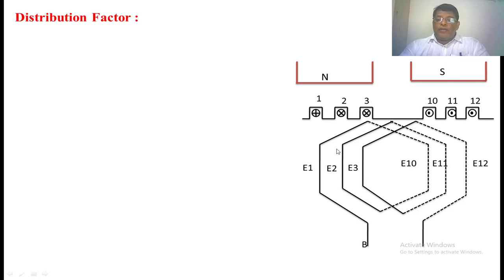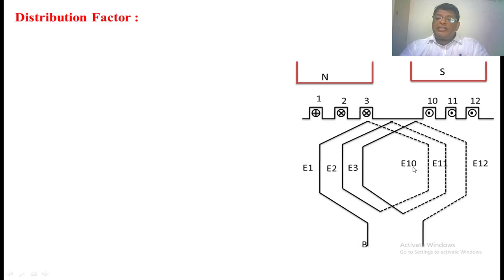In one slot we keep one coil side, and the other coil side of the same coil we keep at the south. This is one more turn of the coil. All these coils are connected in series, which forms one phase winding. In this manner, the phase winding will be distributed on the periphery of the stator. The voltage induced in this coil side we have taken as E1, this coil side E2, this coil side E3, this coil side E10, this is E11, E12.